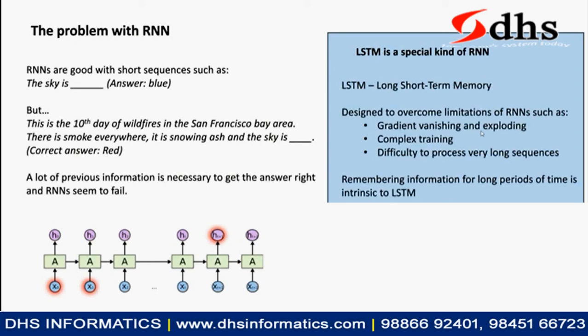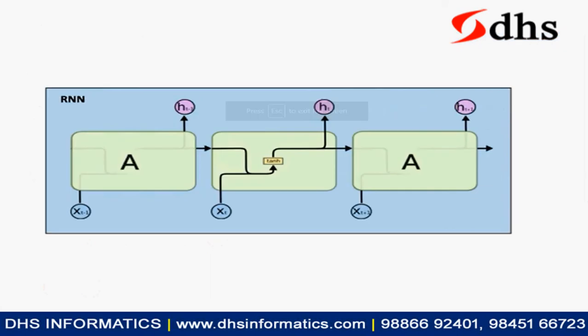And one more thing, LSTM compared to RNN is complex. The algorithm is complex, the gates are complex, and it is able to process the long sequence also. It will process and keep it. That is the advantage of the LSTM. These are the drawbacks of the RNN.